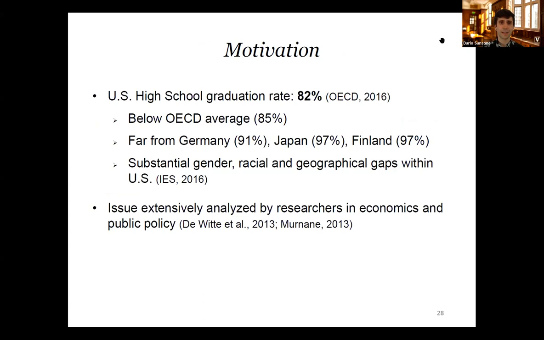And one of the reasons is that the US high school graduation rate is very low, below the OECD average and well below the graduation rate in other developed countries, such as Germany, Japan, and Finland. What is even more striking is that you see large gaps across states, but also gender and racial gaps, which I think is very salient nowadays, given the Black Lives Matter movement. Researchers are well aware of this issue, and it has been extensively analyzed both by economists and by other social scientists.